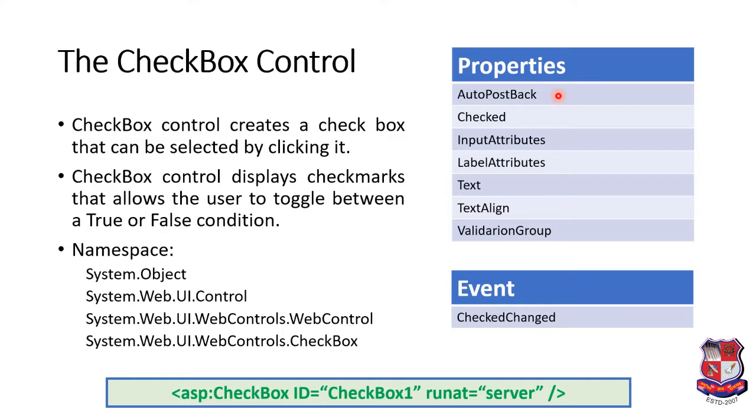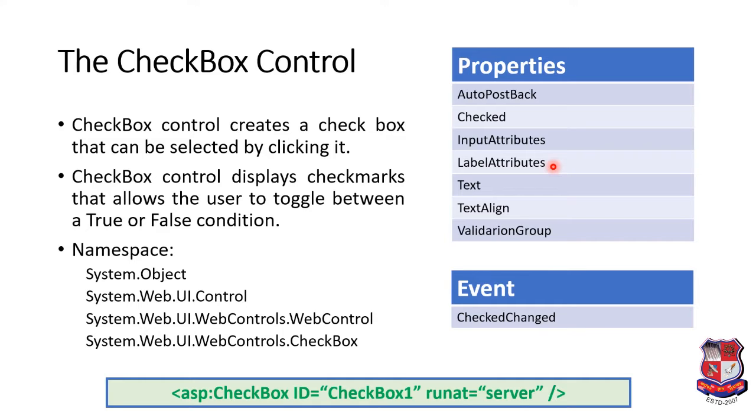Now we'll discuss some important properties of checkbox. First one is AutoPostBack. This property is used to obtain or set a value showing if the checkbox state automatically posts back to the server when clicked on it. Next is Checked. This property is used to obtain or set a value showing if the checkbox control is checked or not. Next is InputAttributes. This property is used to obtain a reference to the collection of attributes for all rendered input elements of the checkbox control.